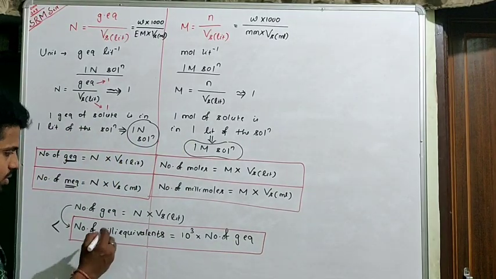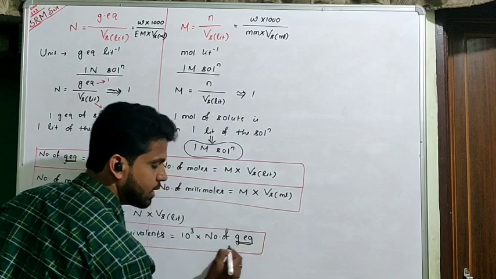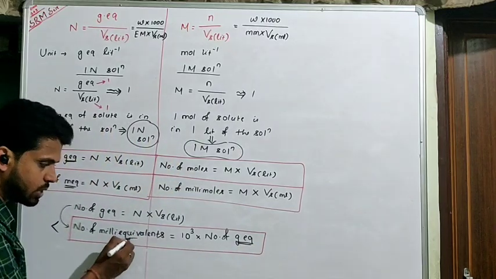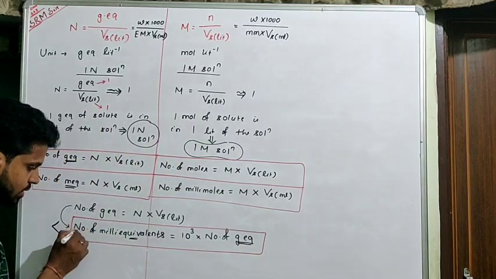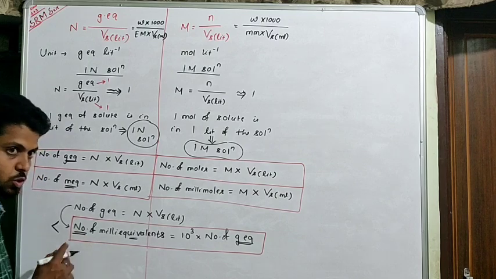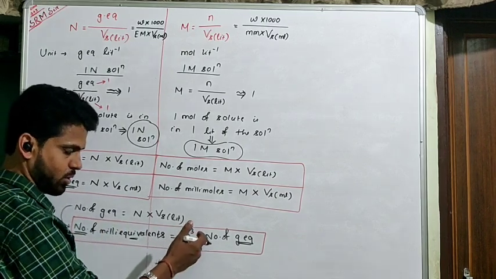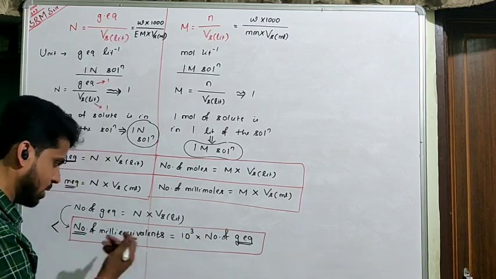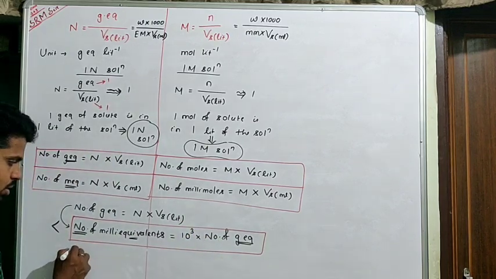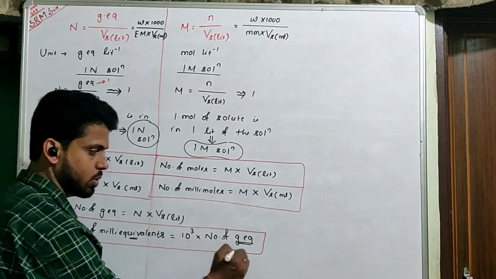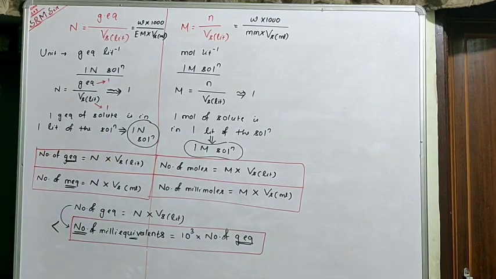How? Because gram equivalent is a bigger unit, milli equivalent is a smaller unit. So it is asking number of milli equivalents, so it should be more. So how can it be? Number of milli equivalents equals 10 to the 3 or 1000 times number of gram equivalent. And similarly number of millimoles equals 10 to the 3 into number of moles.